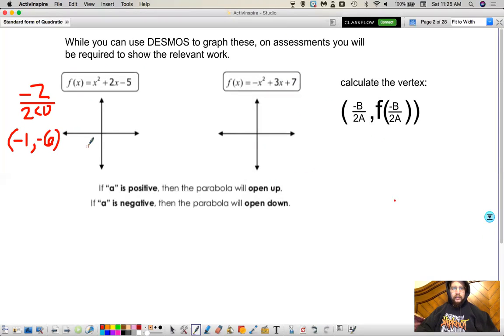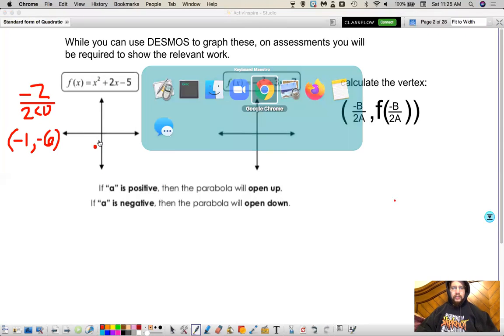So that'll be down here somewhere. More like down here somewhere. You don't have a scale on the graph, but it's going to be close to this y-axis. And then we just make the parabola shape. We know it's going to be opening up because that's a positive a. A is positive, opens up.